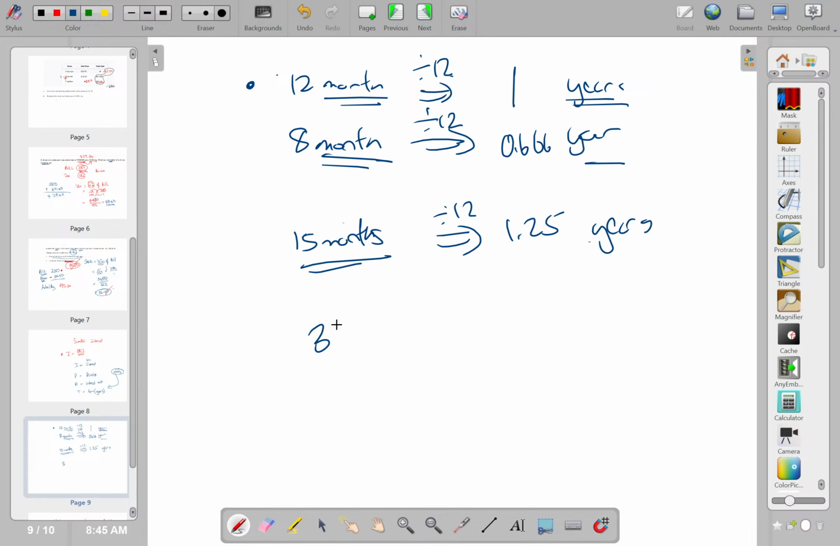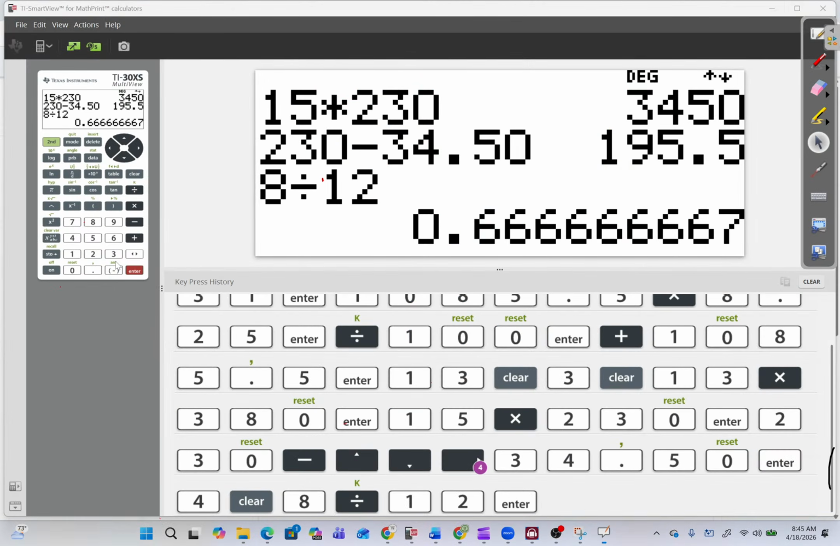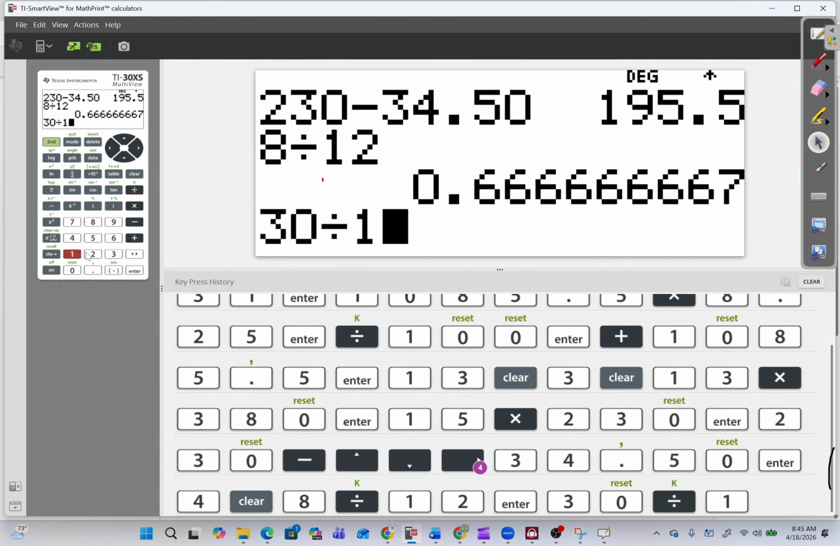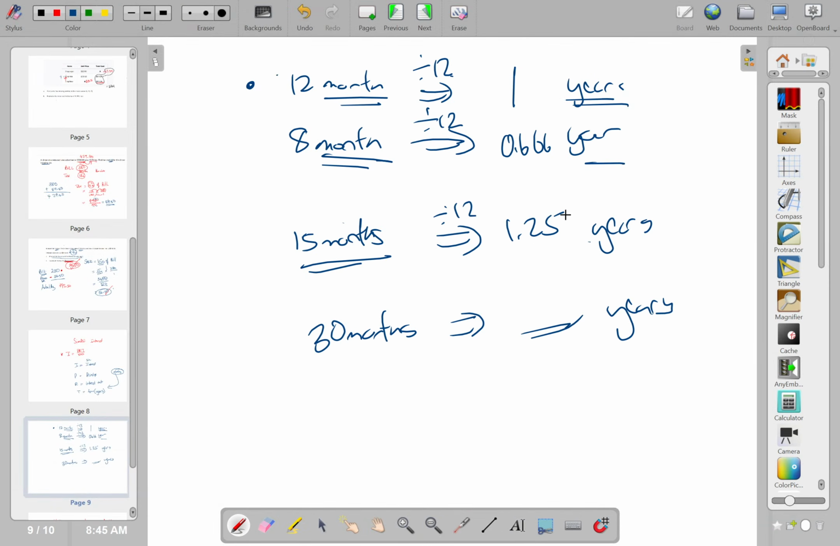30 months. How many years is that? We have to know these things, because they are going to pop up in the exam. So 30 divided by 12 is 2.5 years. I hope that makes sense. It's the first learning curve when it comes to simple interest. Can you convert from months to years?